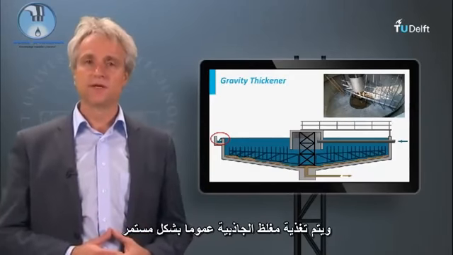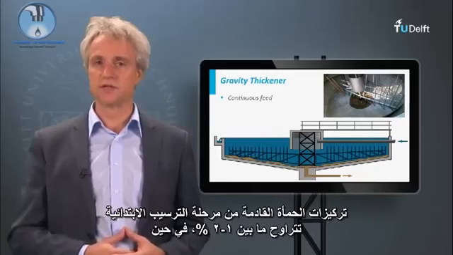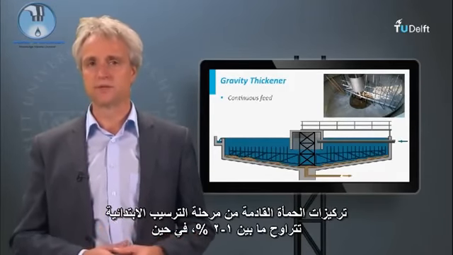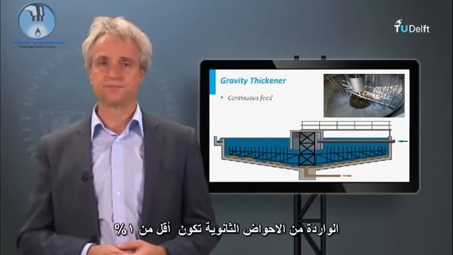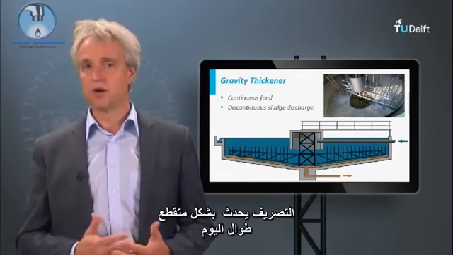A gravity thickener is generally continuously fed. Sludge concentrations coming from primary clarifiers are between 1 to 2%, whereas from secondary clarifiers these are less than 1%. The discharge takes place discontinuously throughout the day.